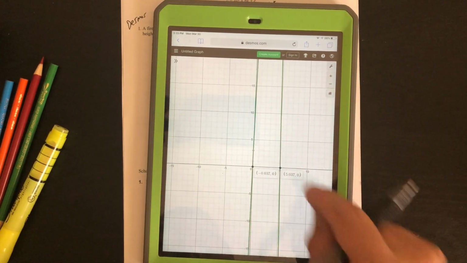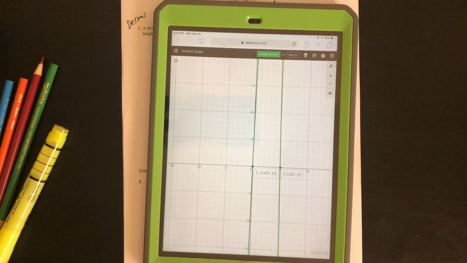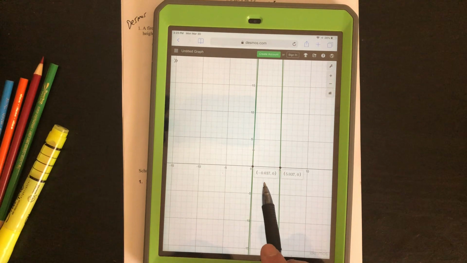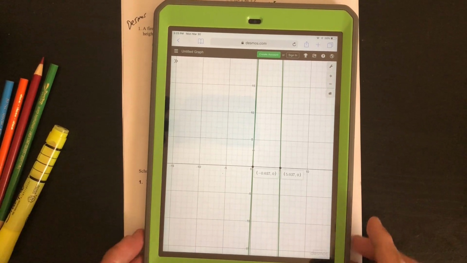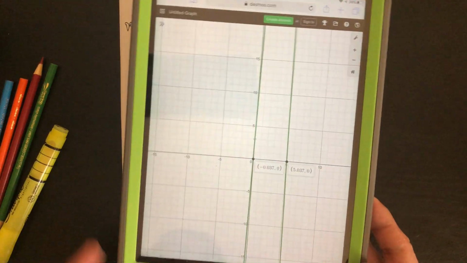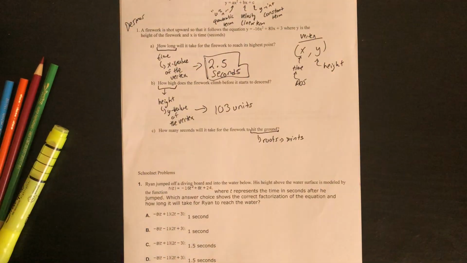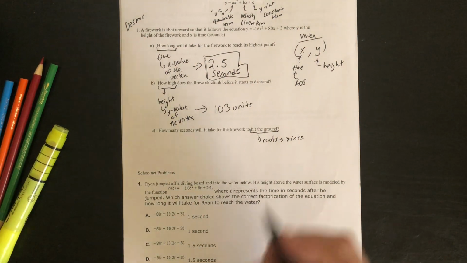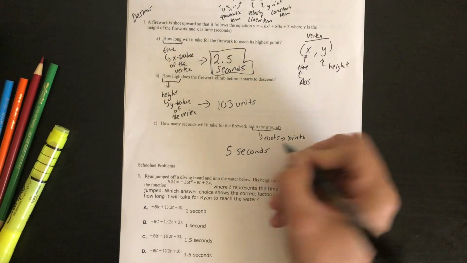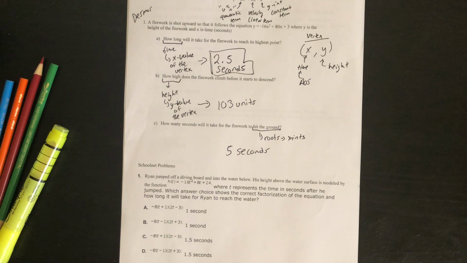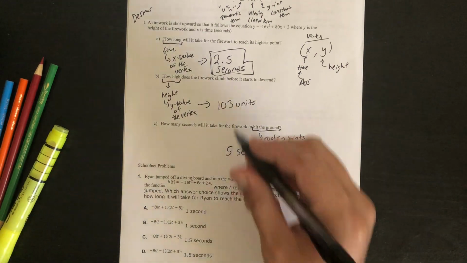Okay? So all I have to do is go back to my graph and I need to find the x-intercepts on this parabola. And there they are. I'm going to click both of them. Clearly, we are dealing with time for the x value. So that means I will only use the one that is positive. Okay? So I'm just going to round 5.037 to just 5. So it's going to take about 5 seconds for this firework to hit the ground.